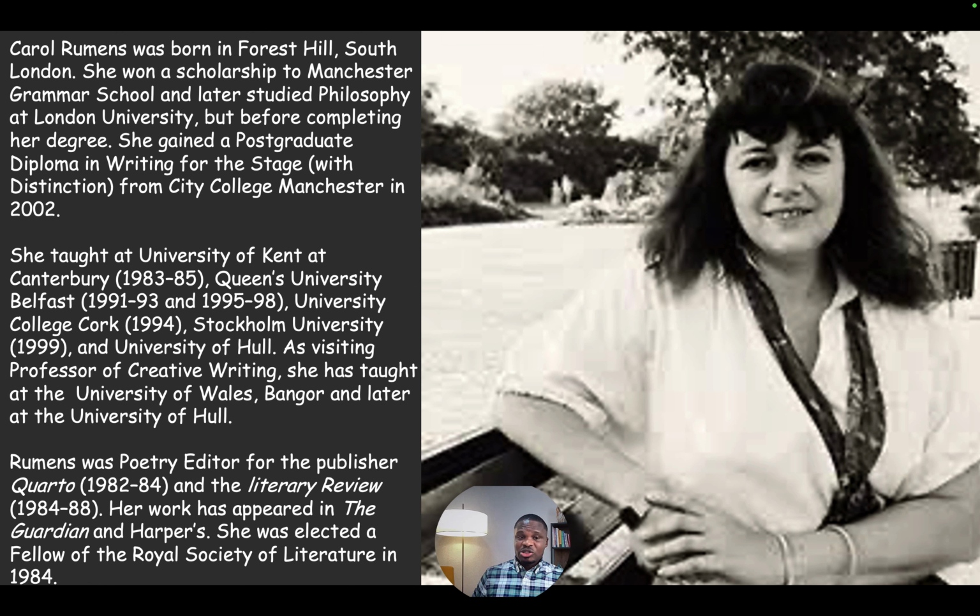Now, Rumens was also the poetry editor for publisher Quarto from 1982 to 1984 and Literary Review from 1984 to 1988. Her work has appeared in The Guardian and Harper's. She was elected a Fellow of the Royal Society of Literature in 1984. Now, that's just a brief note on Carol Rumens. But if you want to know more, you can do your research as well.